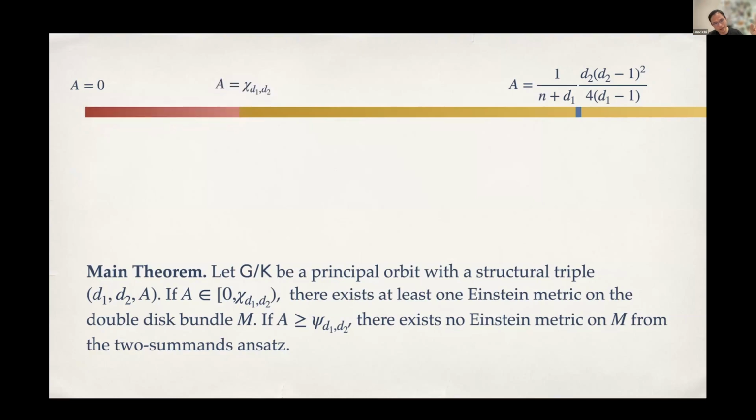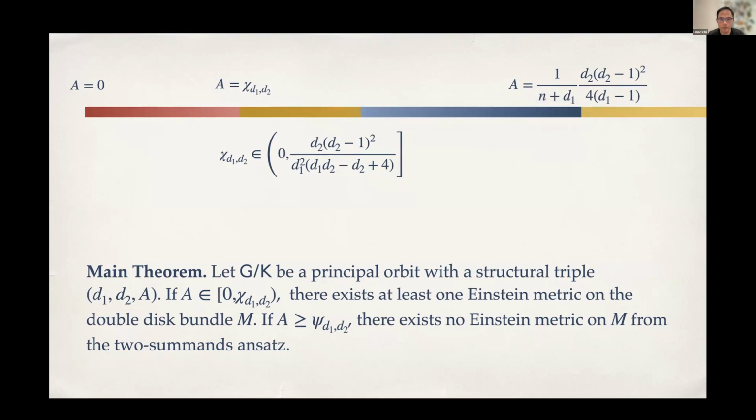That is, we enlarge the numbers of A up to some numbers. Give me any d1, d2. The formula for chi is a little bit too complicated to fit in one slide, but you can always let the computer do the job. You throw in d1, d2, and it will throw out a number chi, and you can check if A is smaller than chi. Once A is smaller than chi, then that particular principal orbit shall admit a cohomogeneity one Einstein metric on the associated double disk bundle.